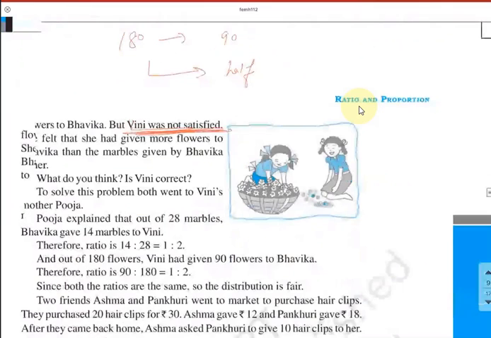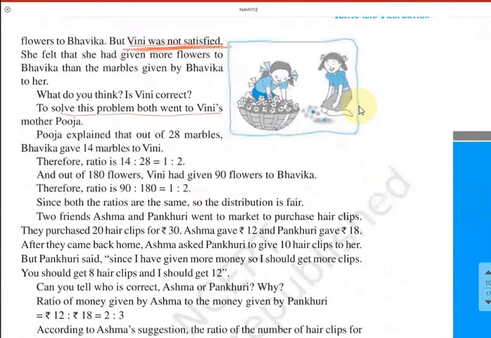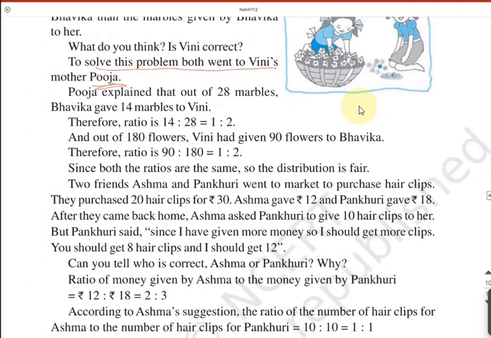To solve this problem, both of them went to Pooja. Pooja is Winnie's mother. Pooja explained, my dear children, that Bhavika gave you 14 marbles. 14 ratio 28, because we can compare only the same type of things. So 14 marbles are compared to 28 marbles. What is the ratio coming? 1:2. Again, 90 ratio 180, that is 90 flowers to 180 flowers. Again, we got 1:2. Since both ratios are the same, the distribution is fair.